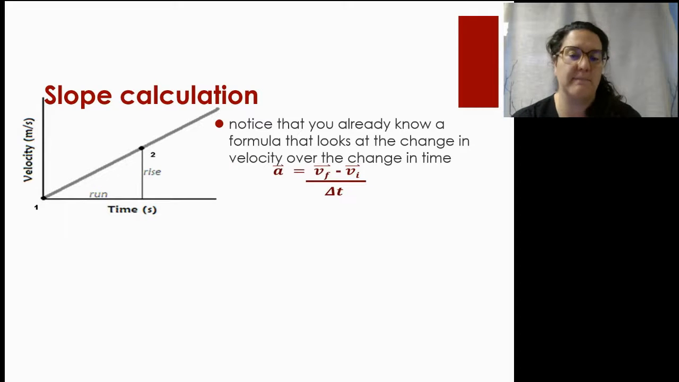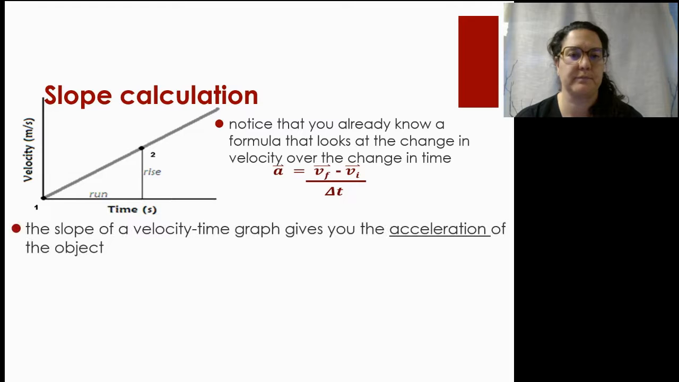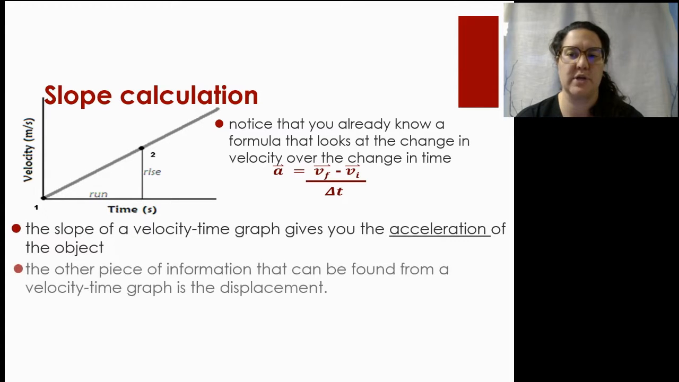We already have a formula that looks at the change in velocity over the change in time. So this is final velocity minus initial velocity divided by the change in time. And this one's from our data booklet. The slope of a velocity time graph gives us the acceleration of the object.